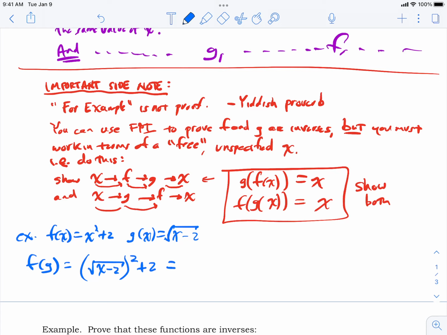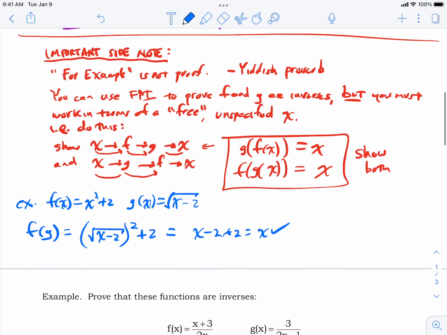Notice how nicely this is going to simplify, because the square is going to basically take off the square root, and you're going to have an x minus 2, and then plus this plus 2 here. And that really is just an x. That was nice. I mean, it looks like a lot of work. Oh my gosh, I got to plug functions into each other. But the good news is it's supposed to simplify quite nicely. It's supposed to just simplify to an x. And it did.